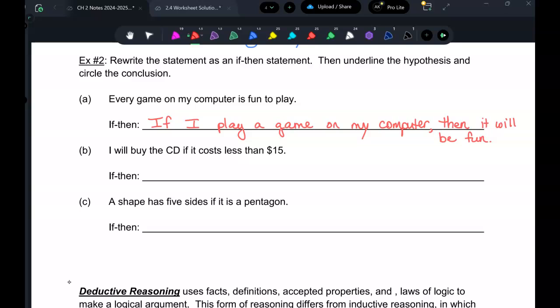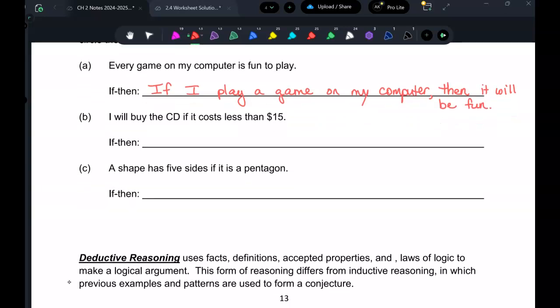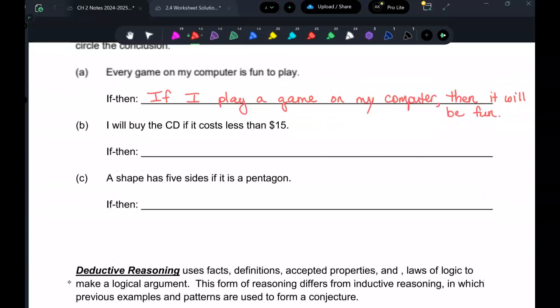Okay, but again, geometry has a logic piece to it. It's something we call deductive reasoning. There's a strong correlation between mathematics, geometry especially, and coding, because we have to follow logical steps. We haven't gotten that far into it in this class yet, but that is why we look at these conditional statements. Yes, Aiden. If every game on my computer is fun, then I want to play. Well, what's the conclusion though? That it's fun to play.